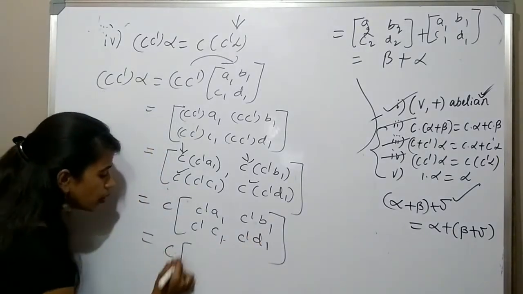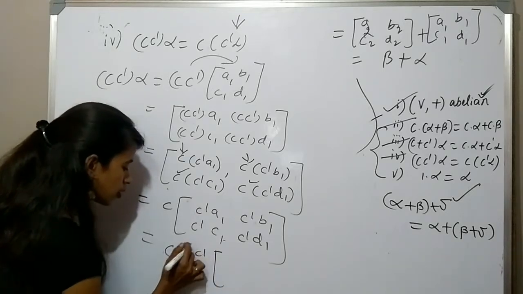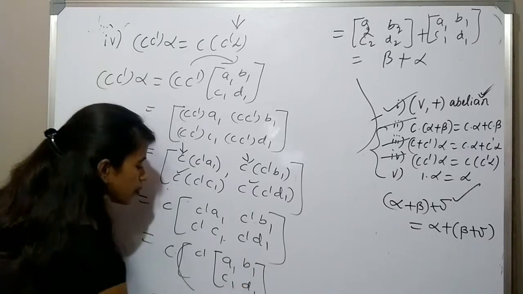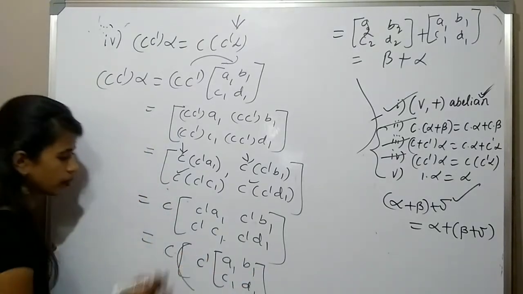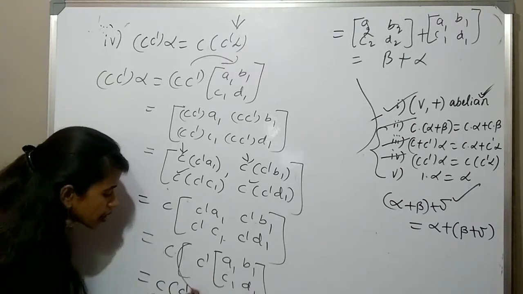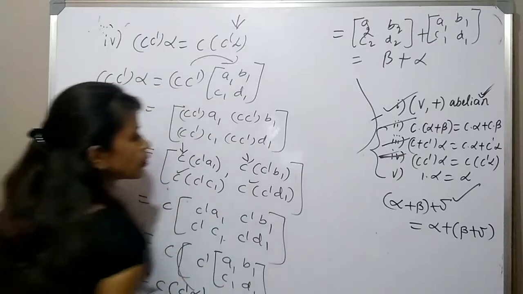So now C into what is common from this? So C' is common. A1, B1, C1, D1. So here C' is common from this. So we get what? C into C'. What is this? α. So C into C'α. That is fourth one. Fourth one is over.